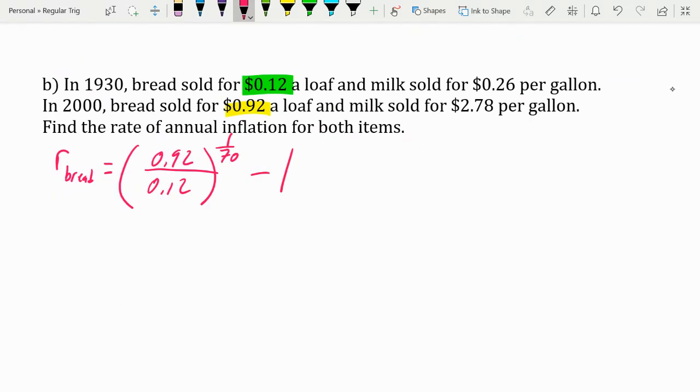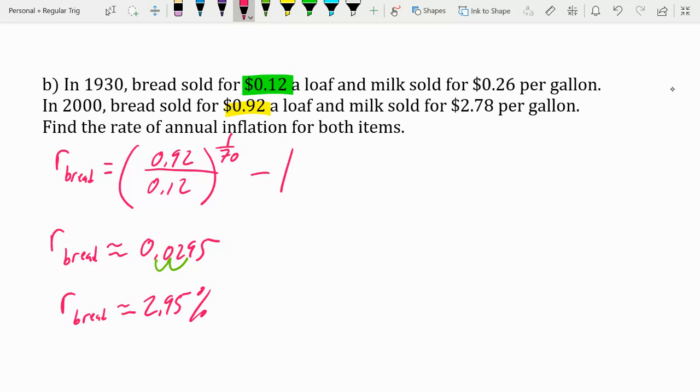Okay. Grab your calculator. All right. So the rate of inflation for bread is approximately 0.0295. So again, multiply by 100 or just move the decimal place. So the rate of inflation for the bread is approximately 2.95%.